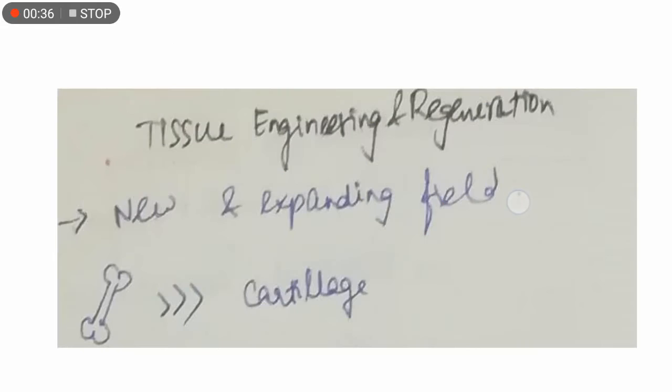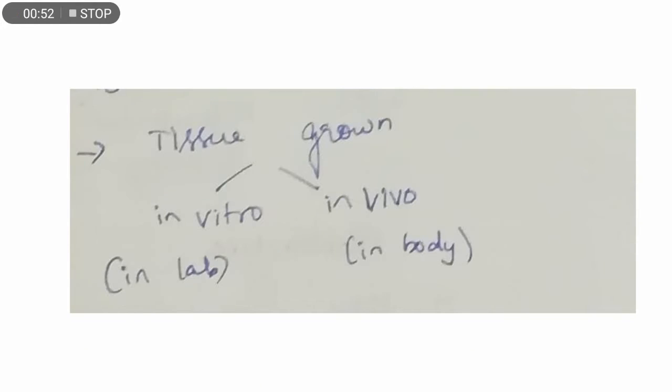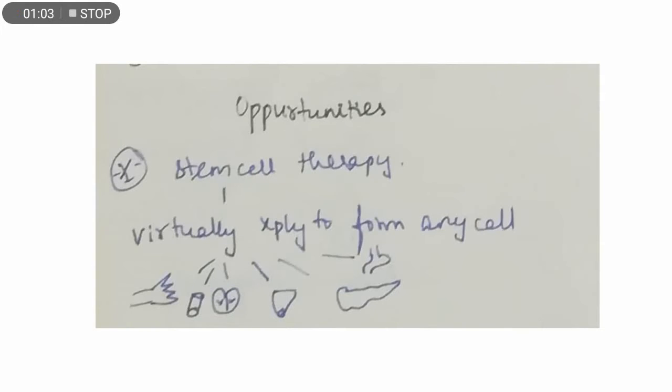Let's get started. So tissue engineering is a new and expanding field. The basic concept is that if the bone is able to form a lot of hematopoietic cells, the cartilage is not able to form it. Let's be the bone and form the entire human organs and grow an organism. So this tissue, the hero of the tissue engineering concept, is grown either in the laboratory or inside the body of the human being itself, called in vitro and in vivo. There are various opportunities, and the most important one is called stem cell therapy.